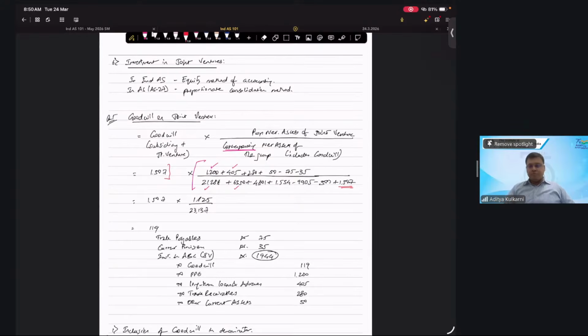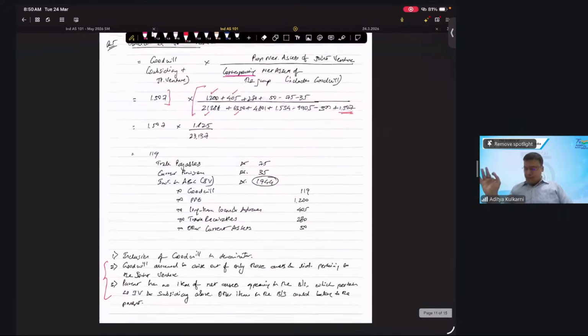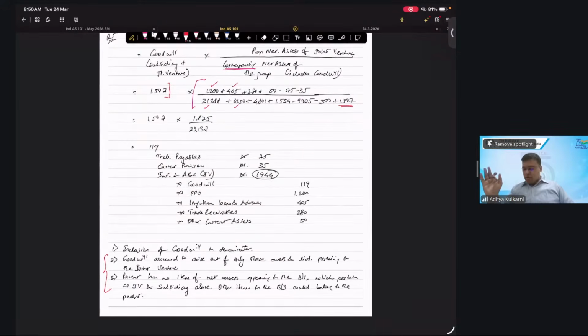Are you able to follow? Yes, sir. Yes. But under Ind AS, do I have a concept of proportionate consolidation for a joint venture? Answer is no. You follow something known as equity method. So what you have to do at the time of transition is that you will have to de-recognize the individual assets and liabilities that were accounted under AS, and you have to recognize investment in the joint venture as the balancing figure. That is going to be the way you will do the treatment. Is it okay?